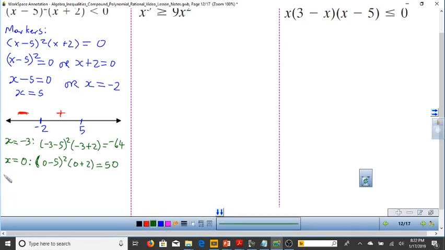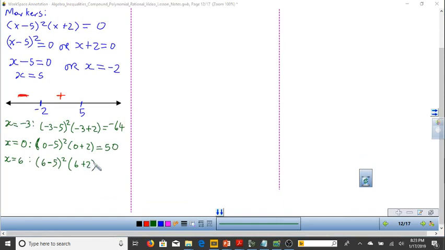So now let's check our third region. We check a number to the right of 5. For example, we can try 6. So I plug in 6. I get 6 minus 5 squared times 6 plus 2. When I plug in, 6 minus 5 is 1. 1 squared is positive. And when I multiply that by 8, I get positive 8. And there we have it. That region is also positive.